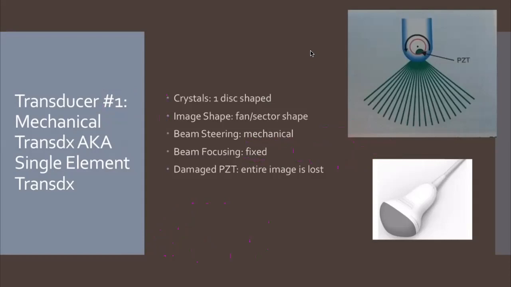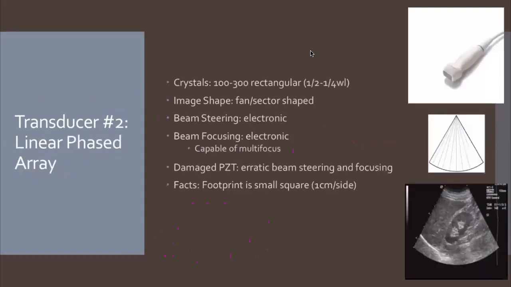Some students are really creative and they come up with little pictures, like they'll draw the transducer, they'll draw the PZTs, they'll draw the image, and then they'll put an X through it to show that if the PZT breaks, the whole image is going to be gone. And so you can get creative with it, but this is a lot of memorization.